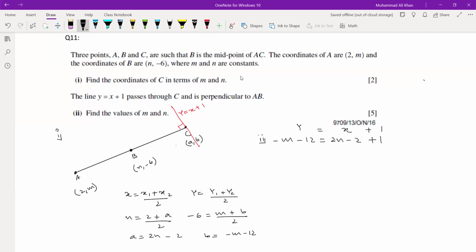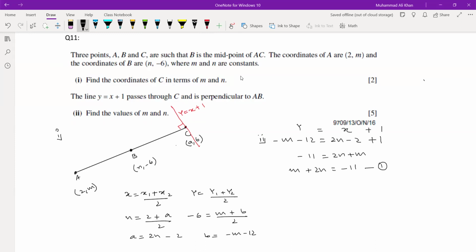Now 2n plus m minus 12 plus 1 is minus 11. So m plus 2n equals minus 11. Equation 1. Any confusion? No problem? No.